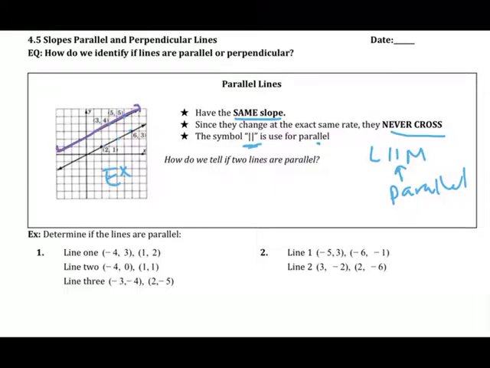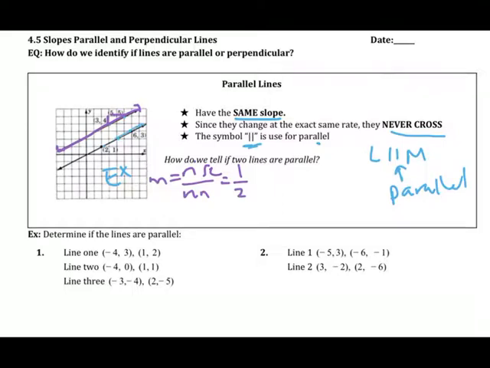Now we could do this by counting the rise over the run. We could do this by using the slope formula, but they gave me a graph. So I am going to count the rise over the run. From 3, 4 to 5, 5, I'm going up 1. That's my rise. And my run is 2. I'm going over 2. So the slope of this purple line is 1/2.